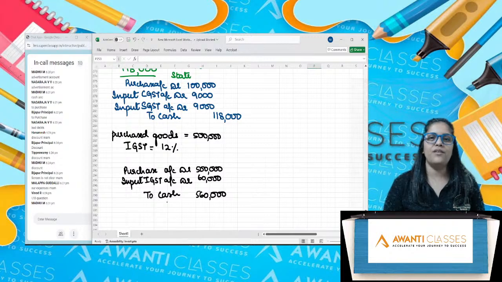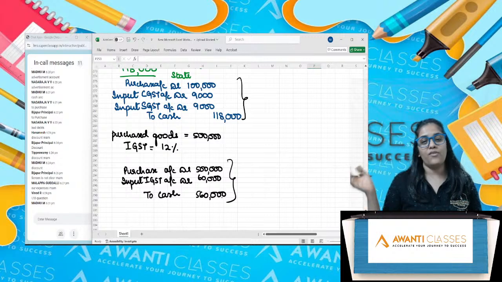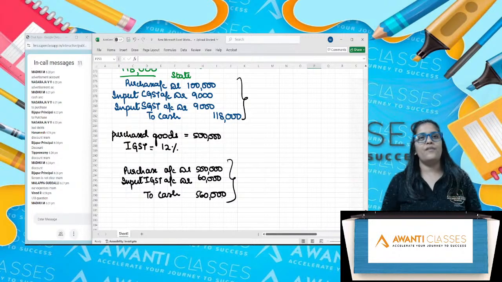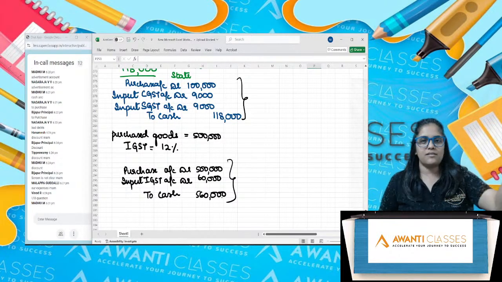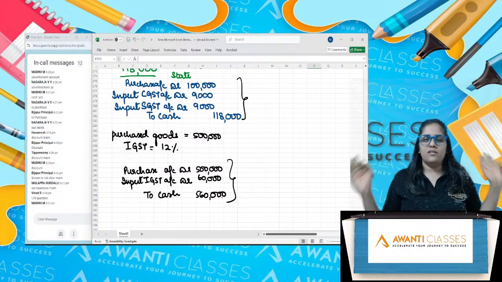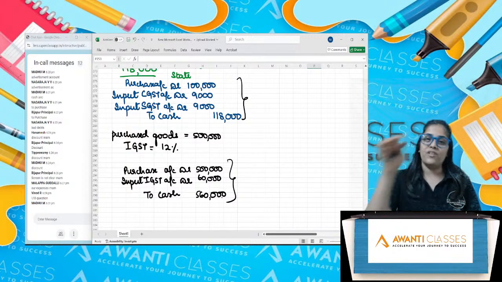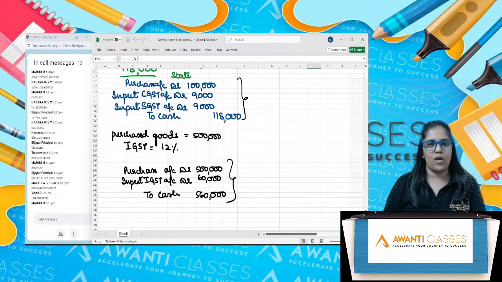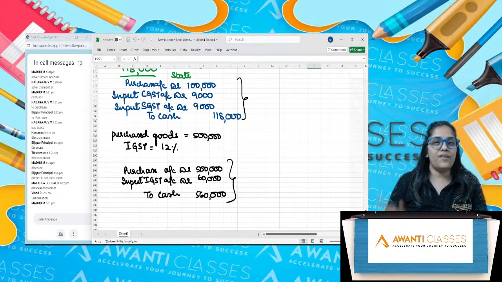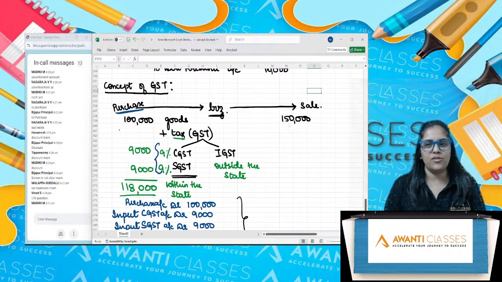So if you're purchasing from within the state, then two types of taxes. But if you're purchasing from outside the state, like in Karnataka we are purchasing from Maharashtra or Assam or Haryana or any other state, then in that case it will be only one tax, IGST. But if you're purchasing from within Karnataka, then two taxes. And the rule is very simple. If it is at the time of purchase, then it is the input.